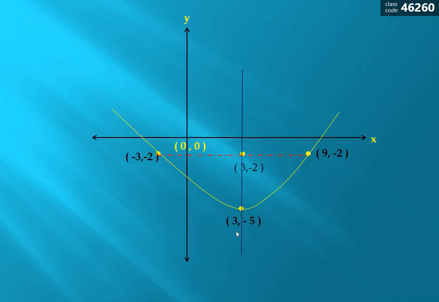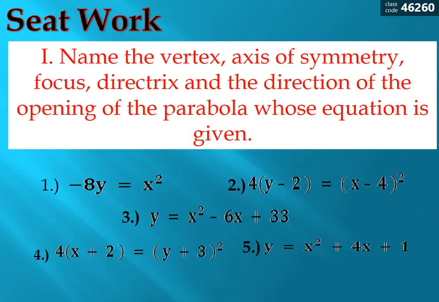This is the vertex, 3, negative 5. And this is the focus, 3, negative 2. And then this is the other side, negative 3, negative 2, and this is 9, negative 2. So in here, there is the so-called directrix, the same distance from the vertex. Okay, let's have this worksheet.